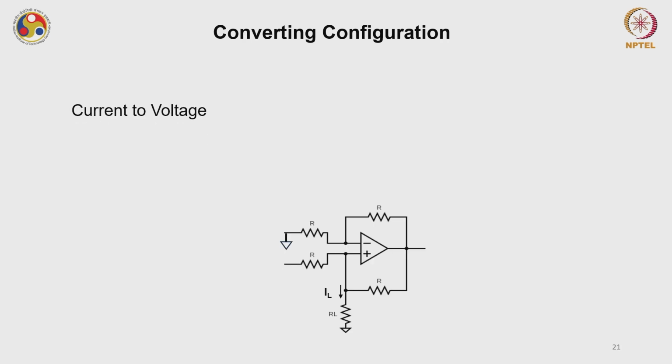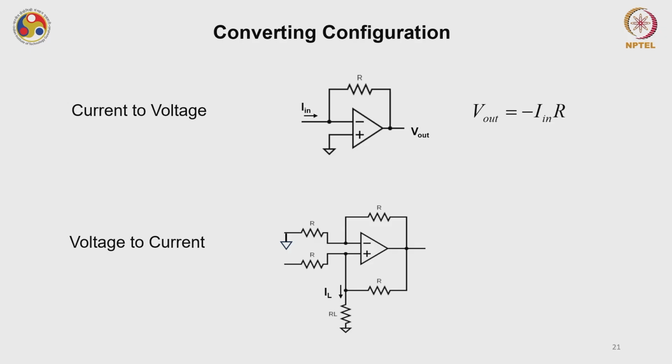Similarly, it can also be used for current to voltage conversion. This is one example. Okay, you have an I in flowing into this amplifier, and R, the output is nothing but minus I in into R. Now, for such kind of voltage to current conversion, you cannot put this IL directly over here. This IL is flowing through this branch, and this IL is nothing but V in by R. V in is here.